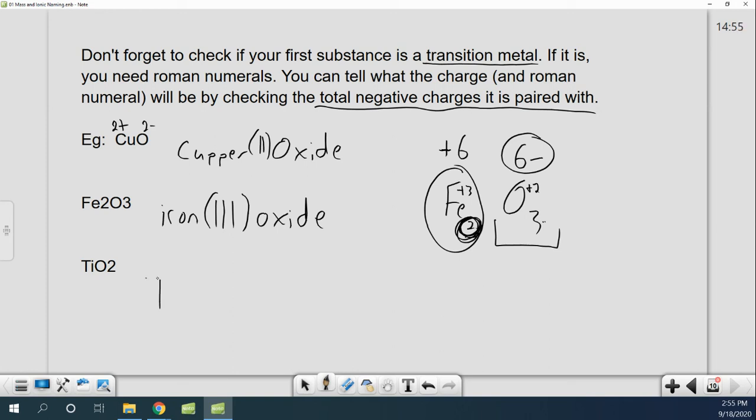Last one. I want you guys to give this one a shot on your own here. I got titanium. Gotta actually spell the whole word. Oh, there we go. Titanium something oxide. So again, pause the video here real quick. Give this one a shot. What do you think the charge should be?